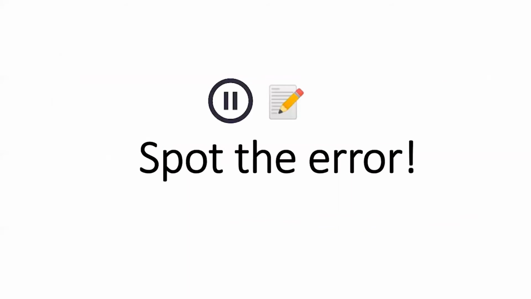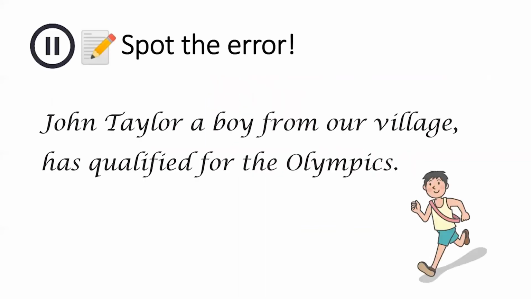Right, your turn again to spot the error. Pause the video while you're having a look and then unpause it to find the answer. So where is the error? John Taylor, a boy from our village, has qualified for the Olympics.